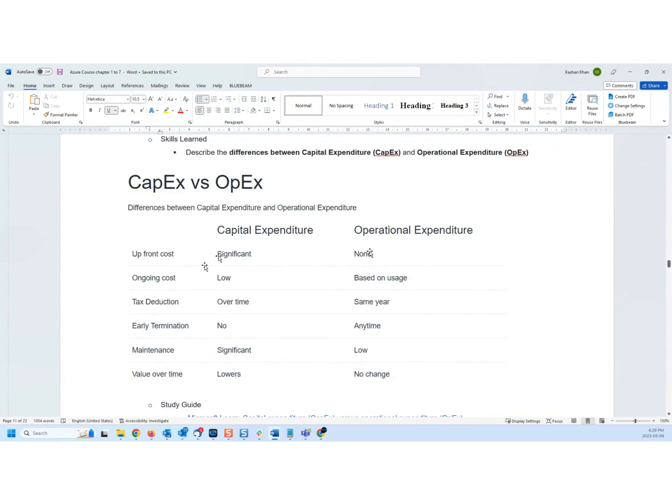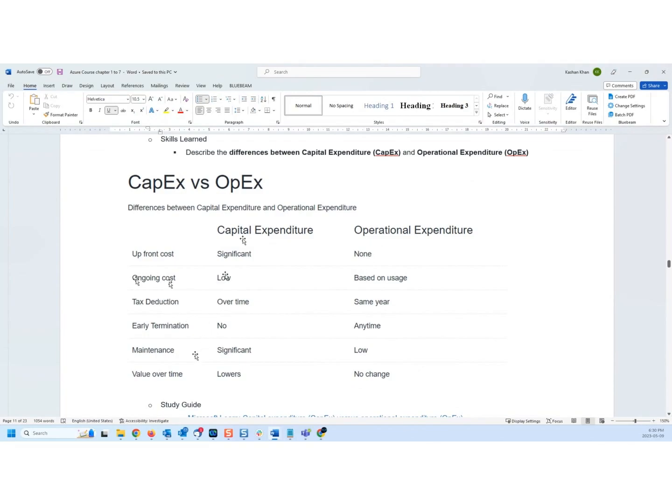Operational cost: if you look at the upfront cost of the operational expenditure, it is nothing, because you don't need to buy any hardware. Think of Azure and AWS, same kind of idea. The table that you are seeing applies to both Azure and AWS. And ongoing cost is low.